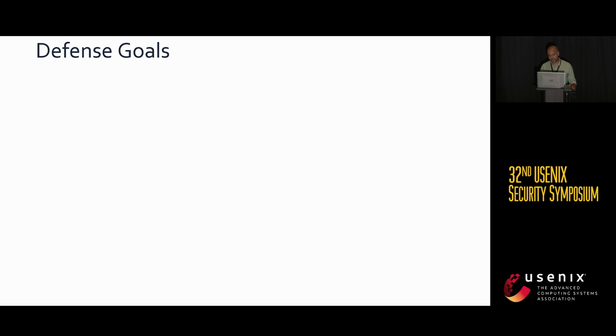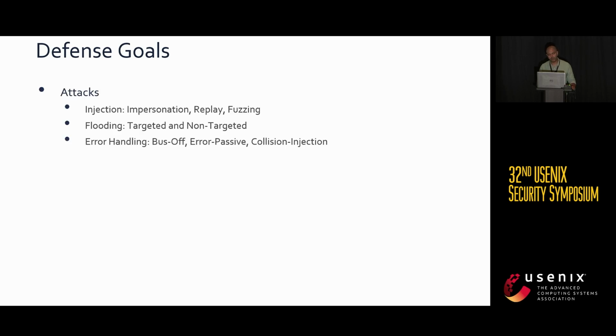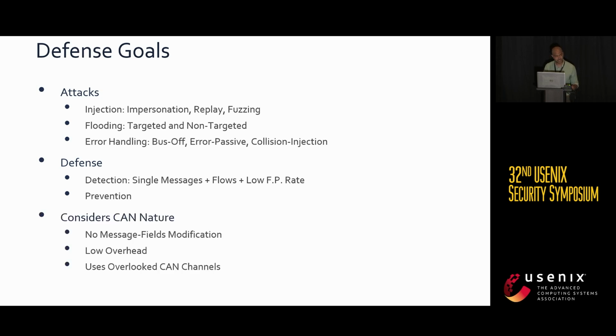So this brings us to our defense requirements. We need to consider all major CAN attacks, including injection, flooding, or error handling. We also need to detect both single message attacks as well as attack flows, and to be able to translate some of our detection abilities into prevention. Of course, for that to happen, we need to have a very low false positive rate. Otherwise, we could be stopping legitimate messages. Finally, we want our defense to consider CAN's nature, especially its performance, by trying not to use any message fields or to make heavy use of computationally expensive cryptographic operations.